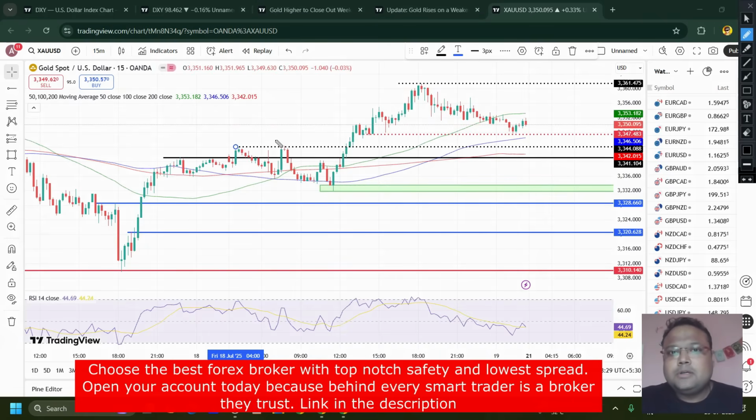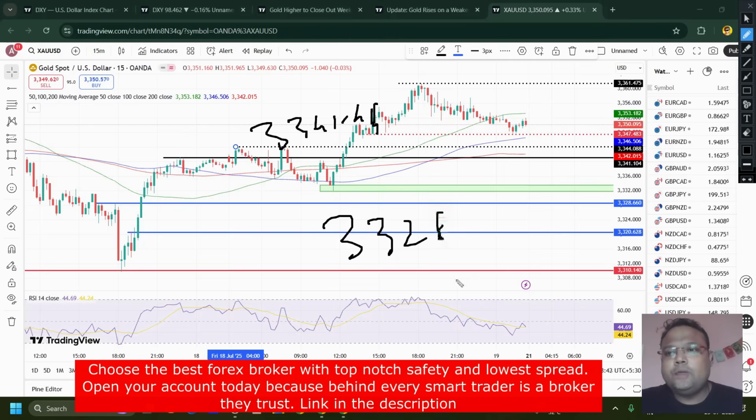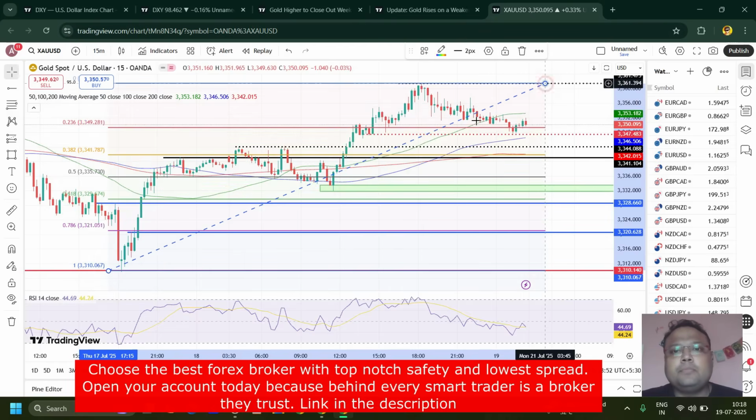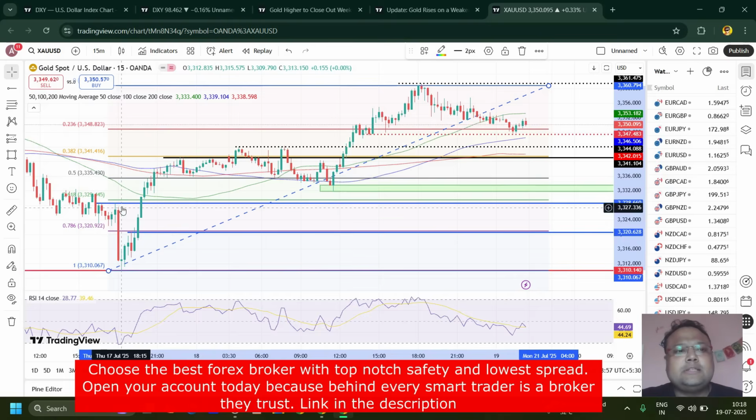So in simple words, 3341-3344 is a support if the market is low volatile. If the market is high volatile, then 3332 is the support. Then we also have a support around 3328 and 3320. These are also support levels on the chart of gold. Why are we considering this? Because of Fibo. Again, we have the Fibo 61.8% retracement level and Fibo 78.6, plus the previous resistance will also be working as support here.